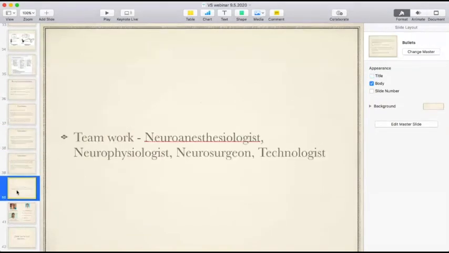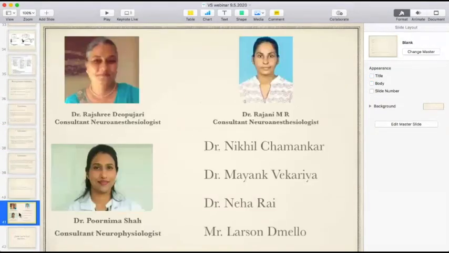I think ultimately it is not a one-person effort. It is a team effort, and I thank Dr. Dev Pujari, Dr. Rajni, and Purnima Shah, and our residents and neurotechnologists for their help in the surgery.